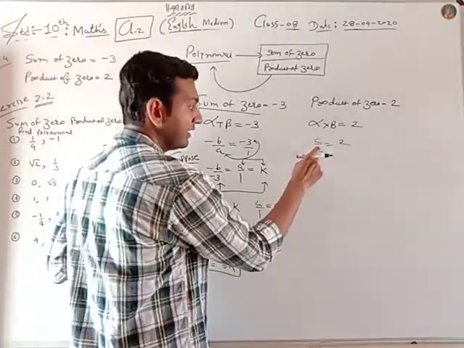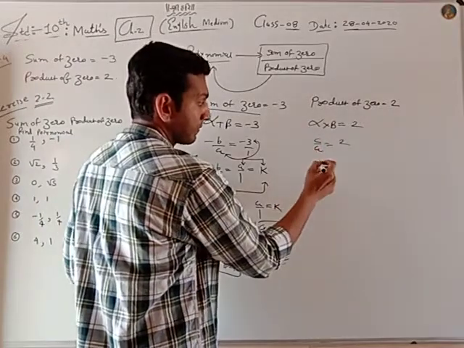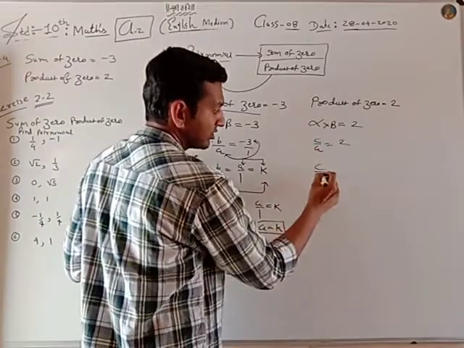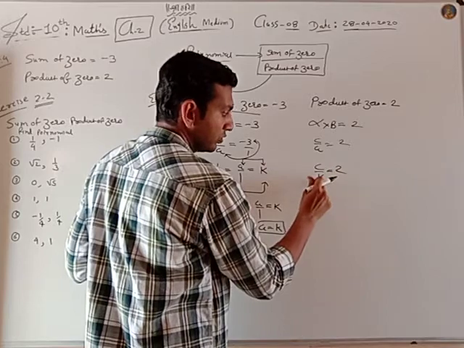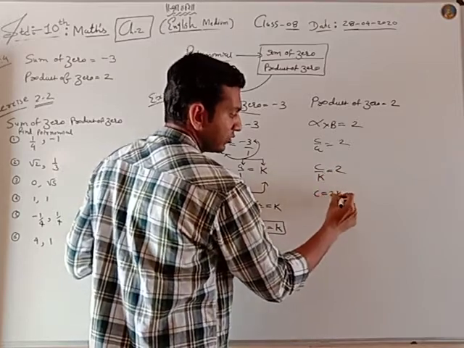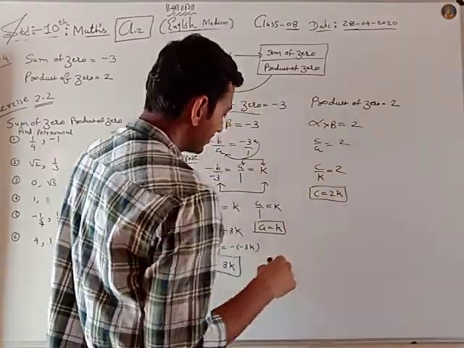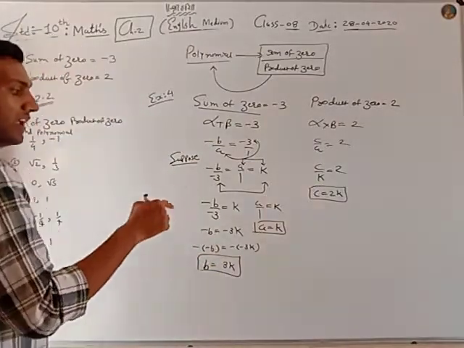Now putting the value of a here, a is equal to k. So c by k is equal to 2, so c is equal to 2k. So I got the values of a, b and c.